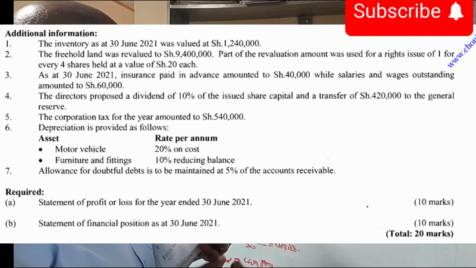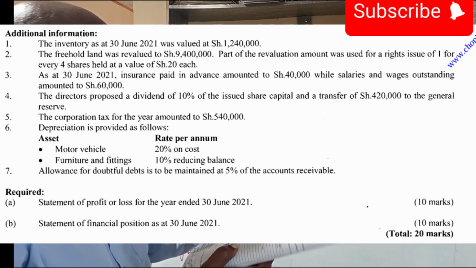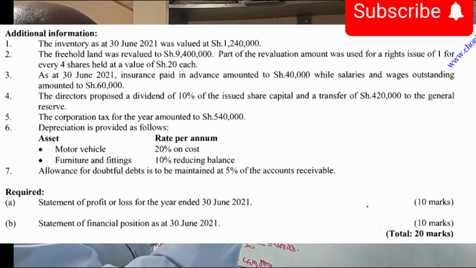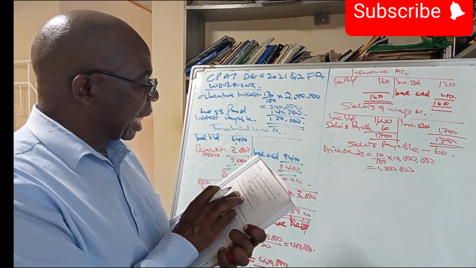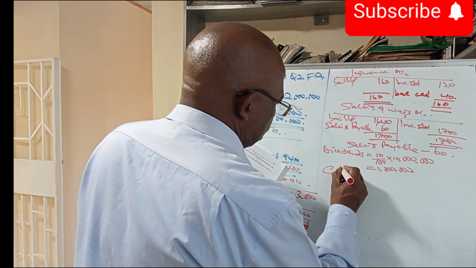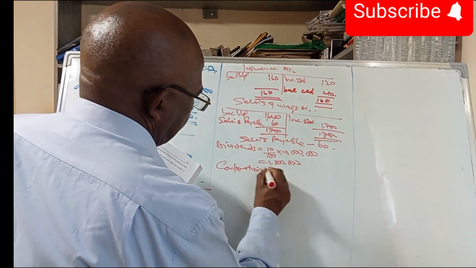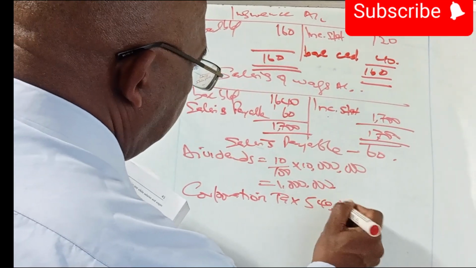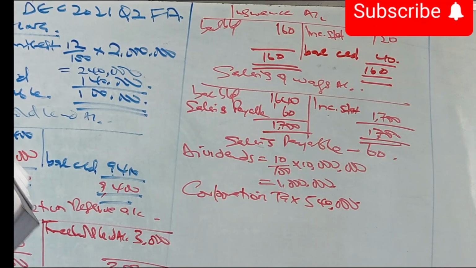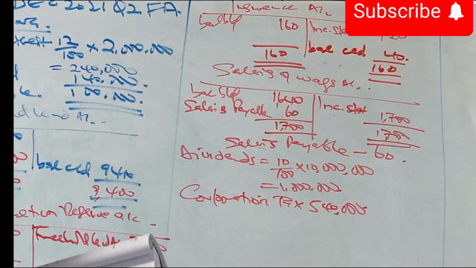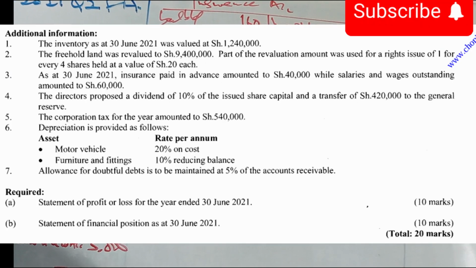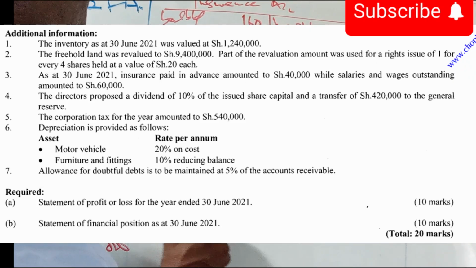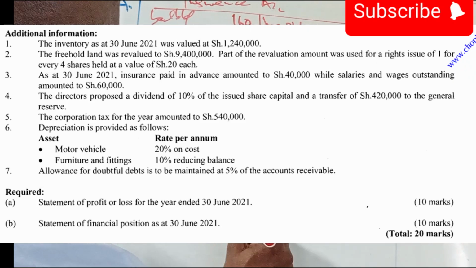Then you are told corporation tax for the year amounted to 540. If you look at the trial balance, that tax has not been paid. There is no tax payment. And therefore, it is both an expense and a liability again. Corporation tax 540. So you need to be very careful. If the total tax is 540, you need to find out, have we paid the 540? Or have we just paid half of it? How much have we paid? Then you are told depreciation amount was as follows. So we are told depreciation expense.